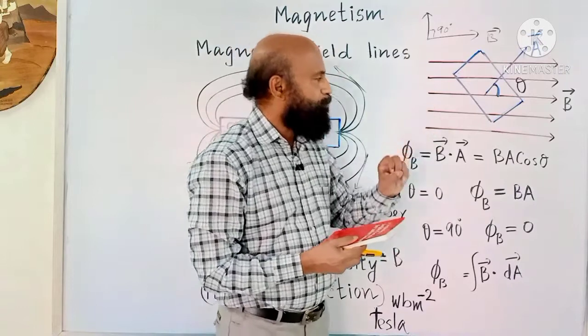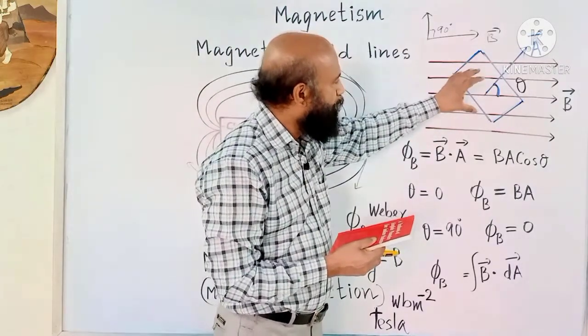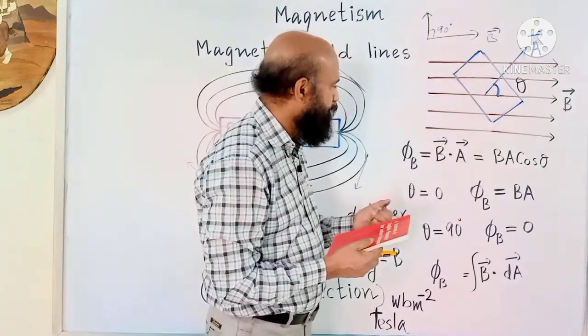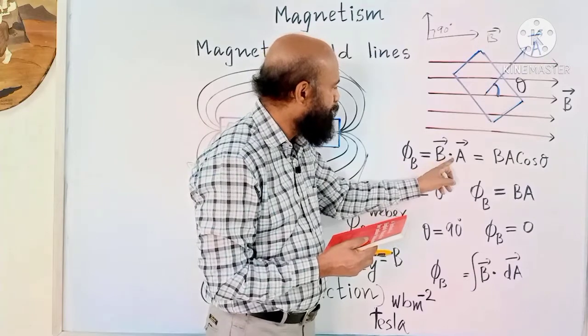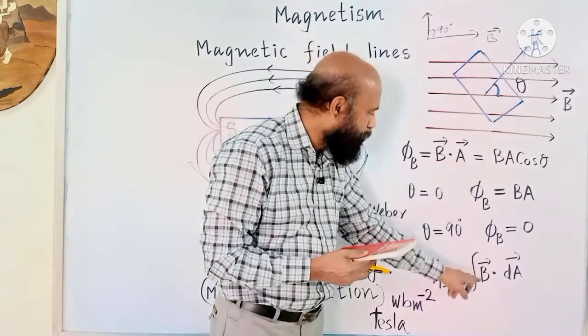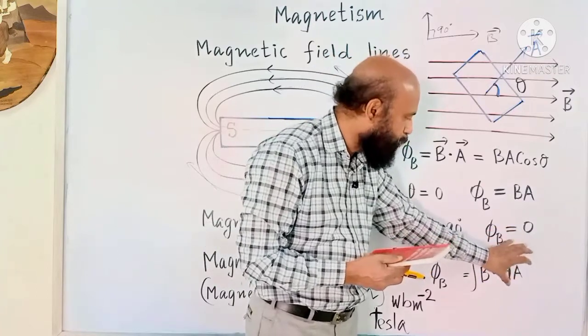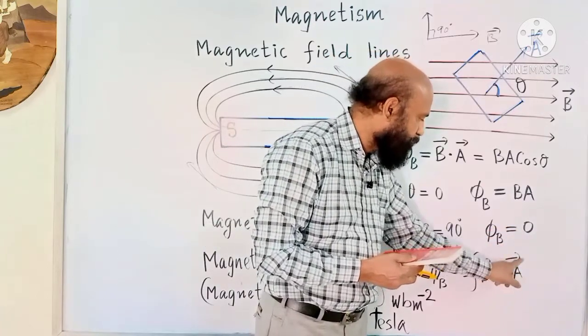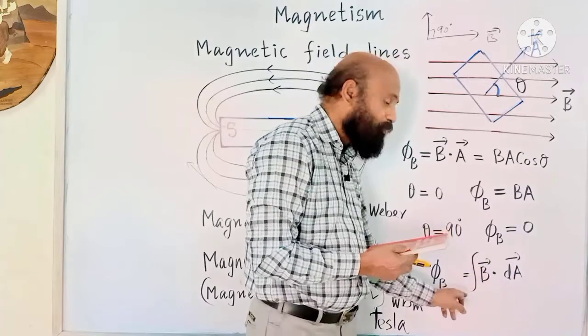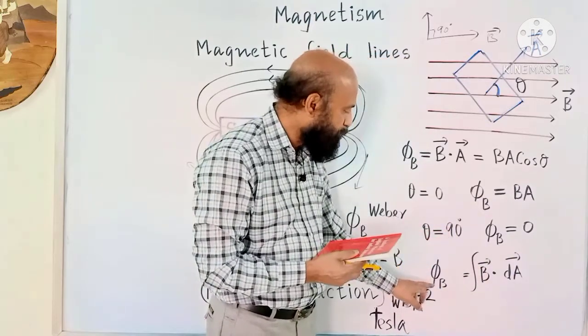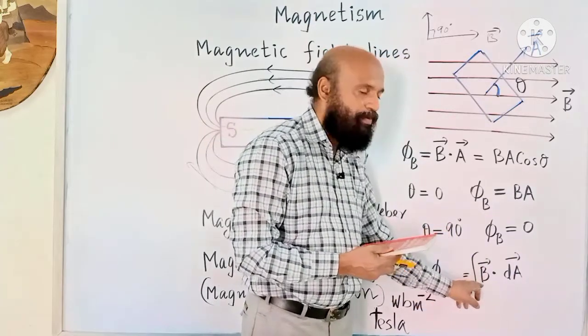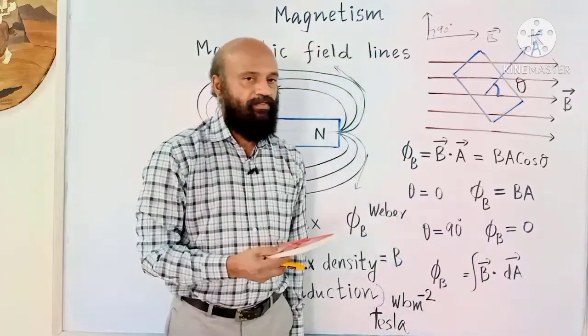Suppose the magnetic field is not uniform. Then instead of B vector dot A, we use B vector dot dA vector. First you have to find the flux passing through a small area dA vector, then we have to integrate it. So the total flux is the integral of B vector dot dA vector.